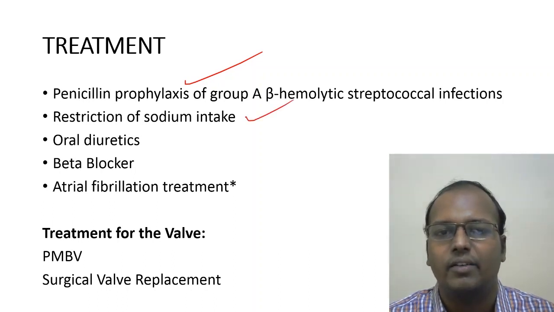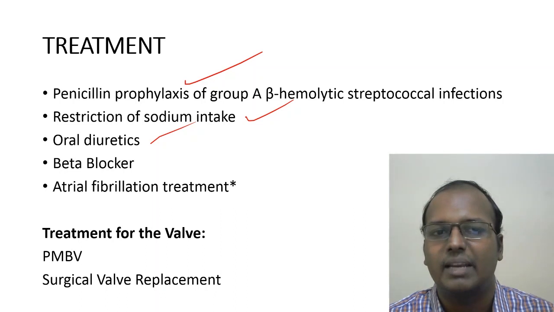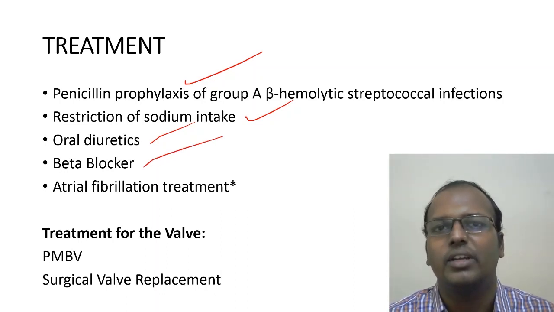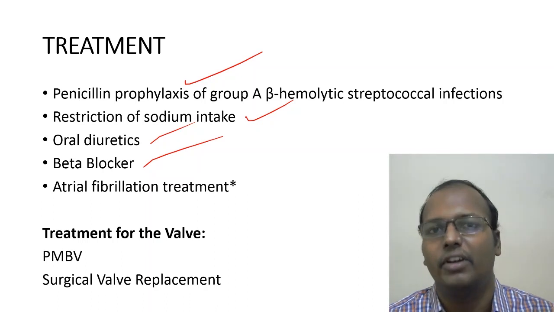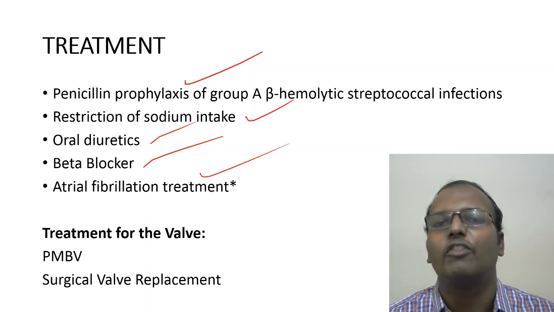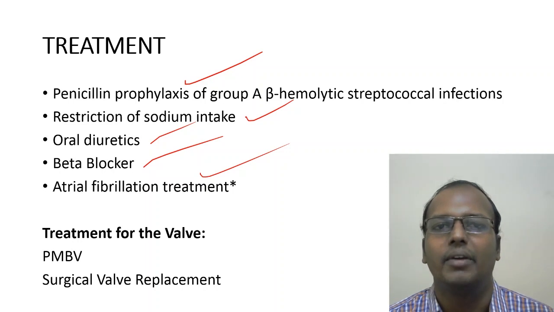And restriction of sodium intake, to avoid the congestion. Oral diuretics can be given, and beta blocker. What the beta blocker does is it decreases the heart rate so that it increases the filling time of the left ventricle. So the left atrium to left ventricle filling time is increased because the beta blocker decreases the heart rate. And finally, atrial fibrillation, if it is there, we have to treat the atrial fibrillation.